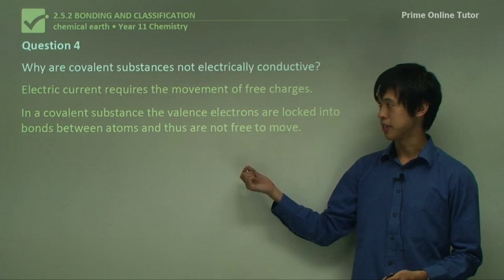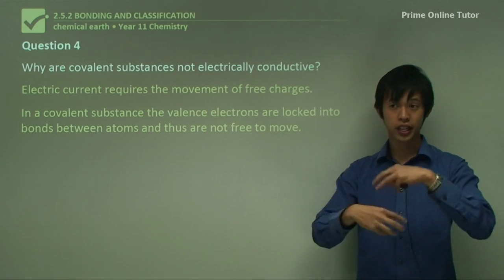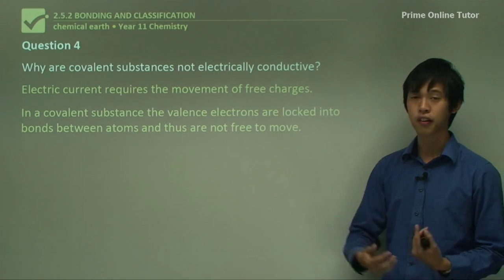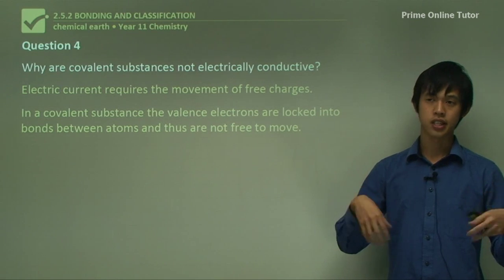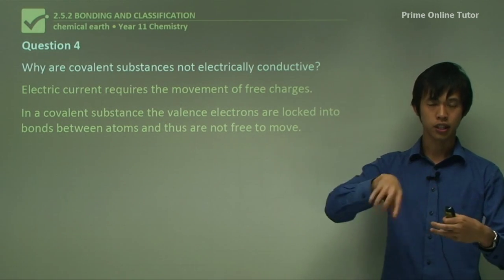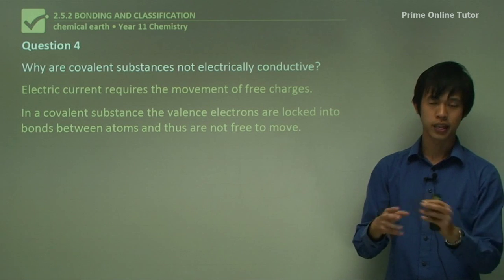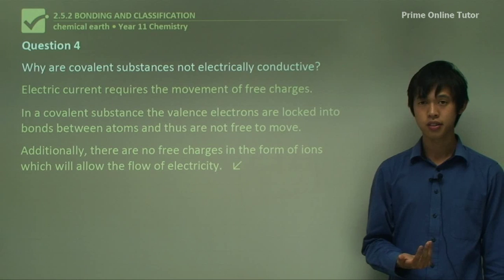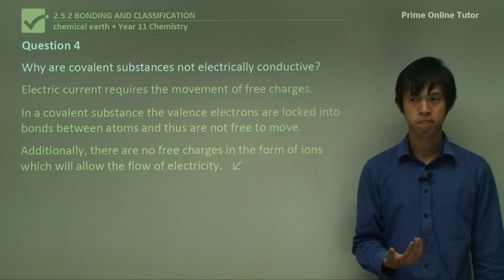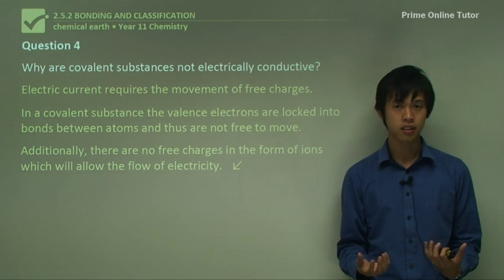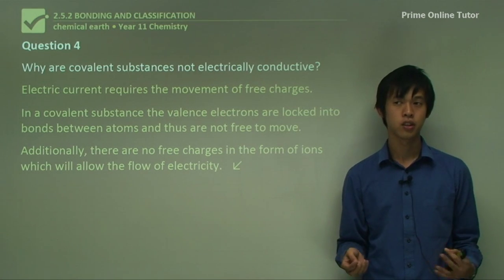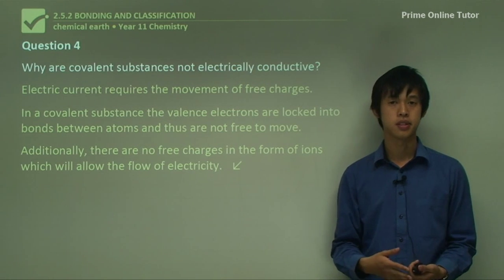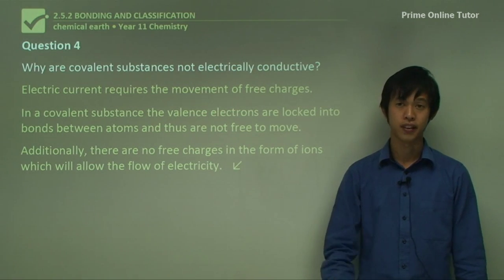Now in a covalent substance, the valence electrons, so all of the electrons basically, are locked into bonds between atoms and thus are not free to move. So all of the electrons in covalent substances are locked in place and they're not allowed to move from place to place. Additionally, there are no free charges in the form of ions, which would allow the flow of electricity. So because there are no ions either, we have no movement of charge, and no movement of charge means no electricity. So that's why covalent substances don't conduct very well, if at all.